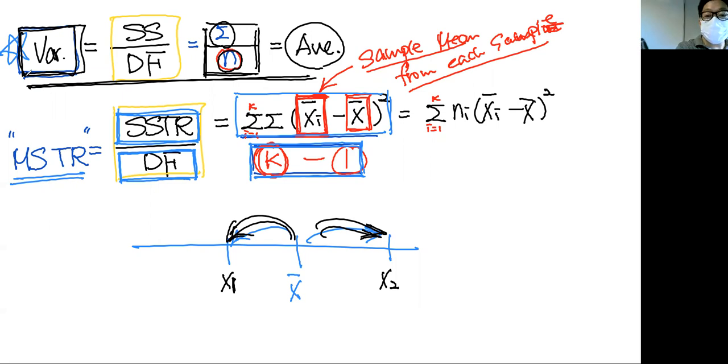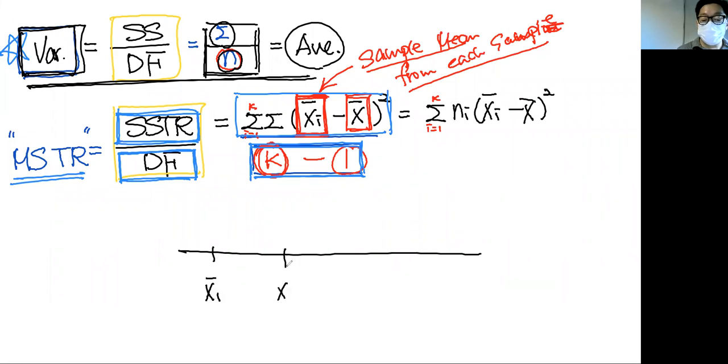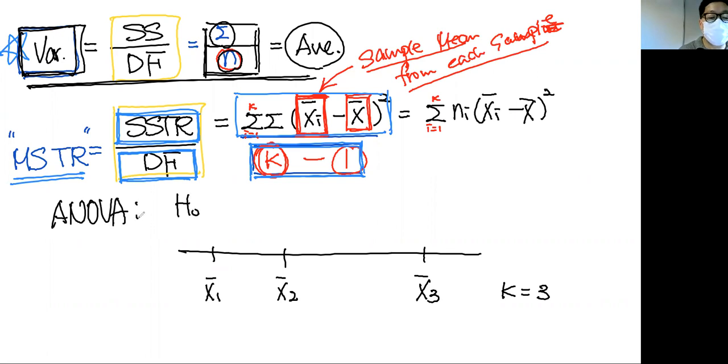But now let me apply the idea in ANOVA. So now here are x1 bar, x2 bar, x3 bar. Okay, let me take k equal to only 3. When we have 3 samples, then we have 3 sample means. You know, actually what we are doing in ANOVA, can you remember the null hypothesis? We want to compare the population means, right?